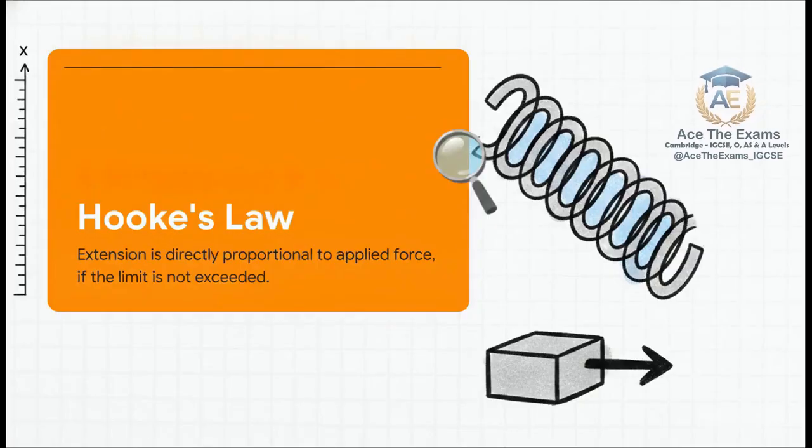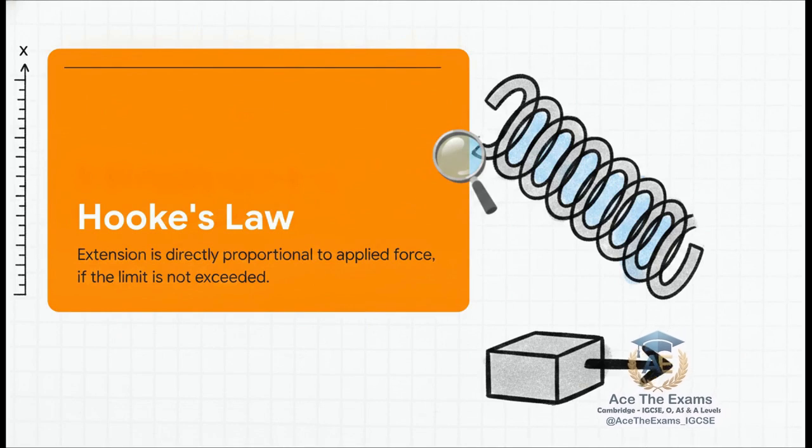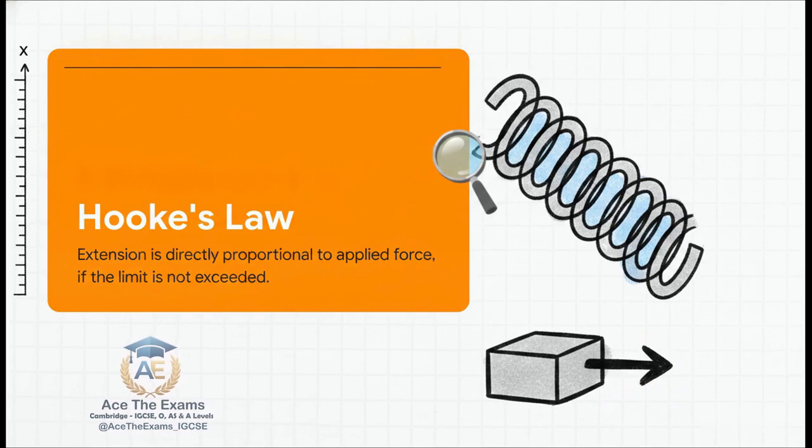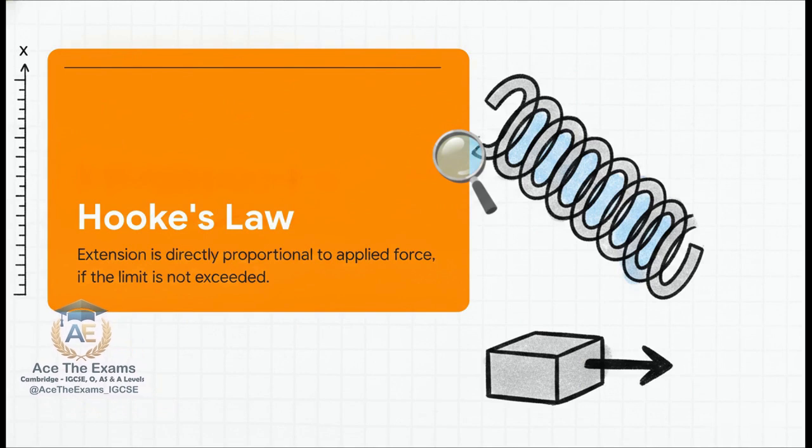And that straight line we just looked at, that is Hooke's law in action. Mathematically, it's force equals k times x. That k right there is the spring constant, which we measure in newtons per meter. You can think of the spring constant as essentially a stiffness rating. A bigger k means you're going to need a lot more muscle to stretch that spring. But remember, and this is a massive trap people fall into, Hooke's law only works provided that limit of proportionality we just saw hasn't been exceeded.